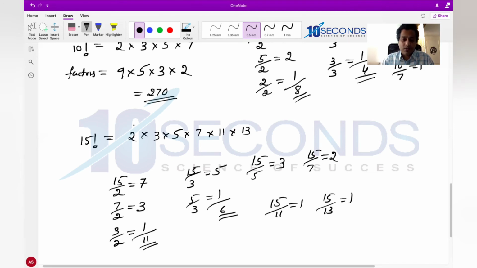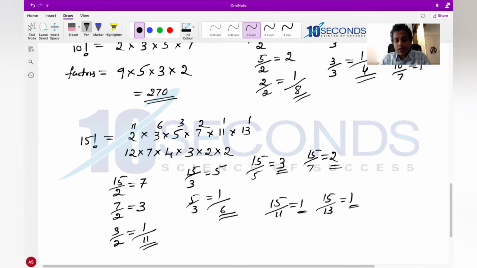Okay, let's take it. 2 is 11, 3 is 6, 5 is 3, isn't it? 7 is 2, 11 is 1, 13 also 1. So the answer is 12 into 7 into 4 into 3 into 2 into 2. This is what it is.